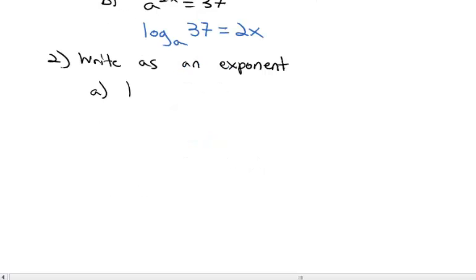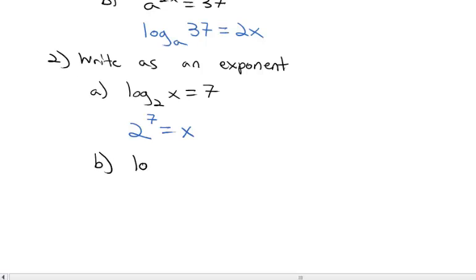Let's say I gave you log base 2 of x equals 7. Well, the base we know is 2. Let me do it in a different color. The base is 2. The log equals the exponent of 7, so 2 to the 7th must equal x.